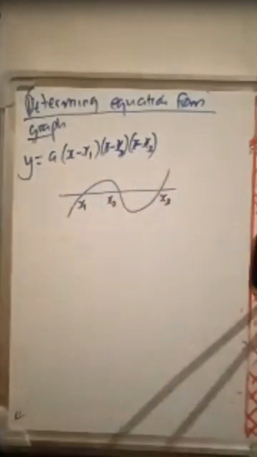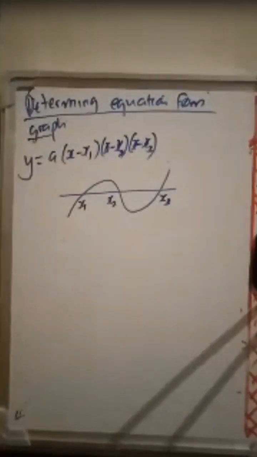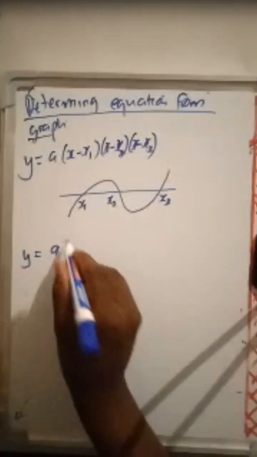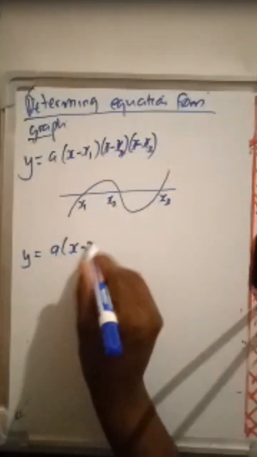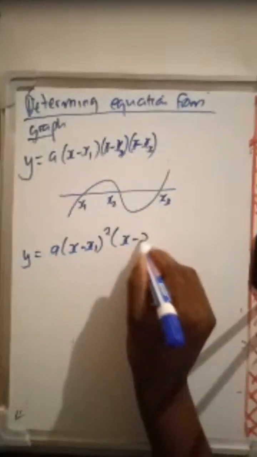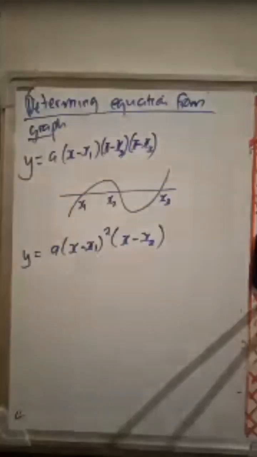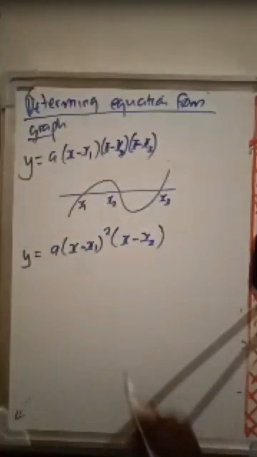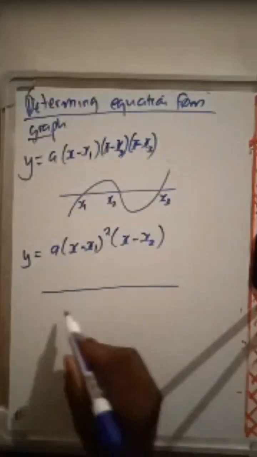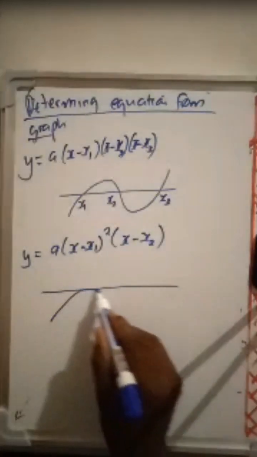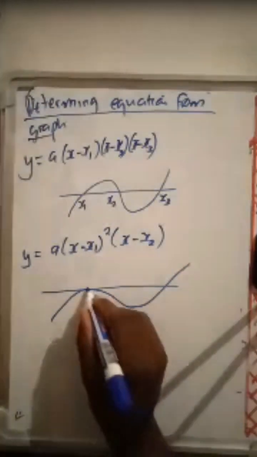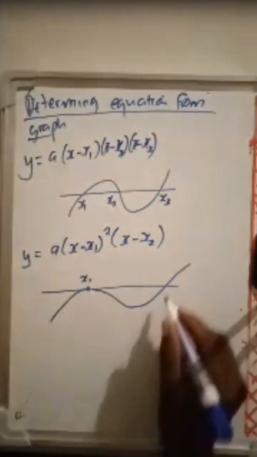Or it can be y is equal to a in brackets (x minus x1) squared, then (x minus x2). That is if we are only having two x-intercepts. So we use it on this one, where we only have two intercepts there. That is x1, that is x2.